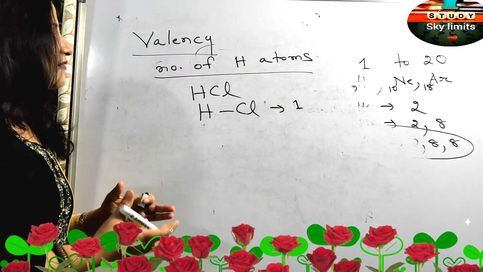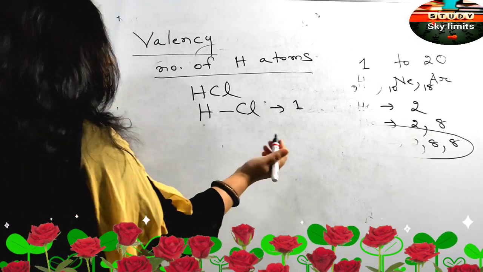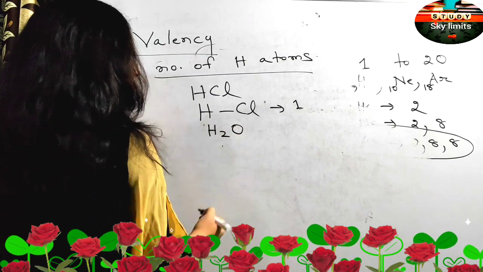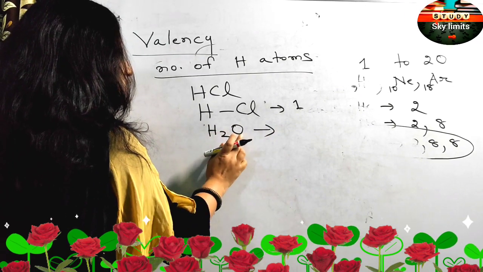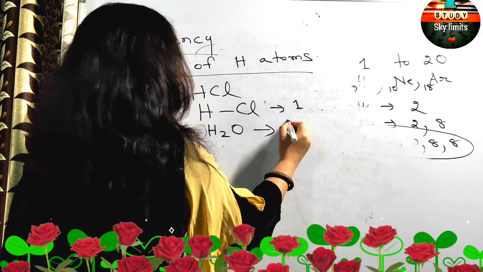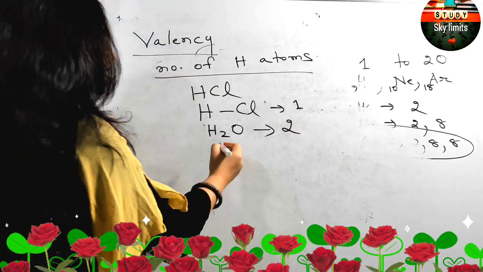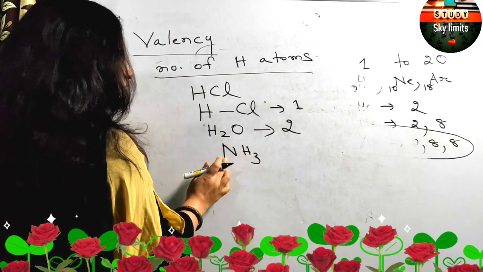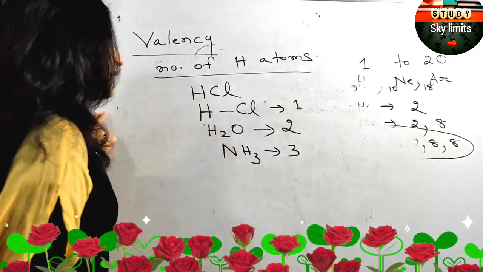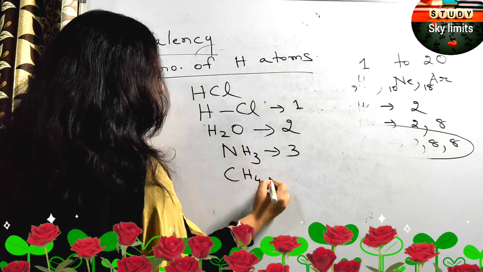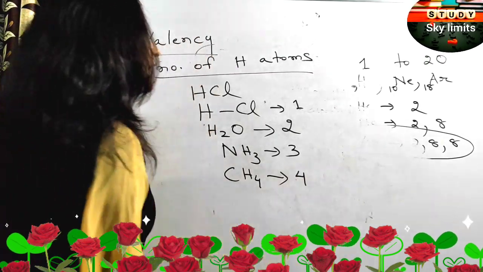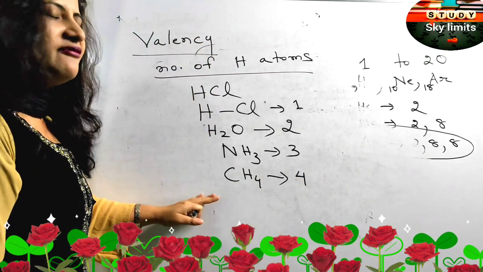Likewise also, previously the valency was defined. Yes or no? Now suppose let us take the example of water, H2O. What is the valency of oxygen? Oxygen is combining with how many atoms of hydrogen? 2 atoms of hydrogen. So the valency of oxygen will be 2. Let us take the example of ammonia. Nitrogen is combining with how many atoms of hydrogen? 3 atoms of hydrogen. So the valency of nitrogen will be 3. Let us take the example of methane. Carbon is combining with how many atoms of hydrogen? 4 atoms of hydrogen, right? So the valency of carbon will be 4.